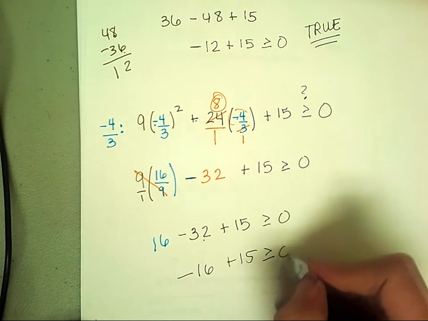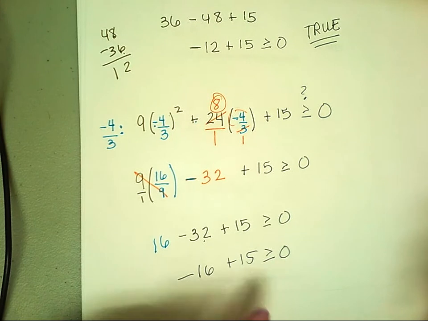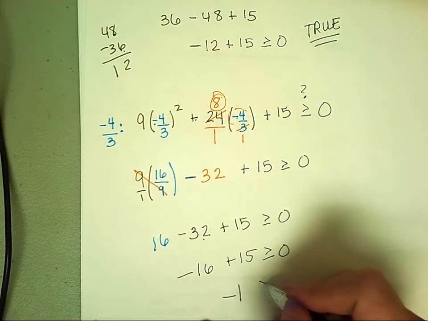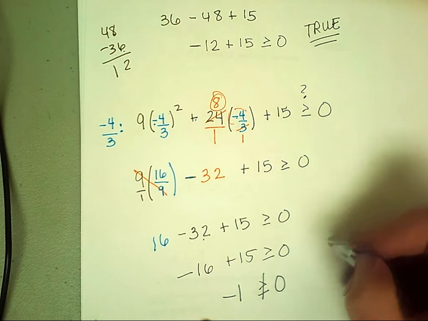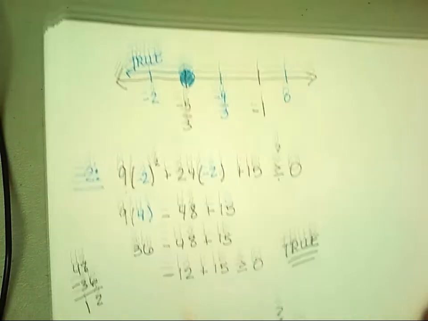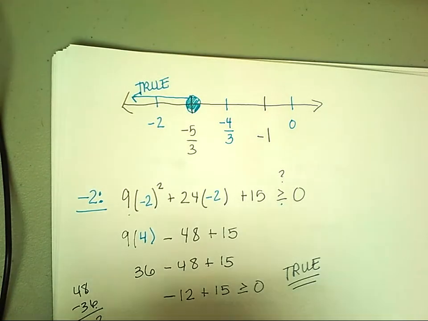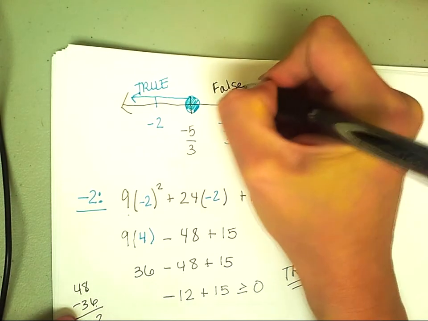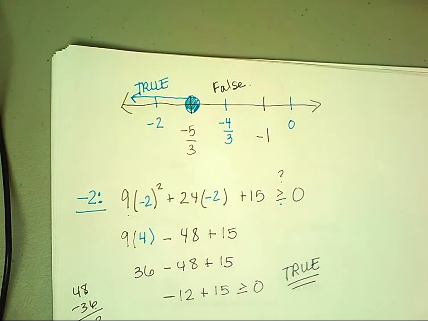This becomes minus 16 plus 15, and is minus 16 plus 15 greater than or equal to 0? No. Negative 1 is not greater than or equal to 0. So it is false. So it is false on this interval.